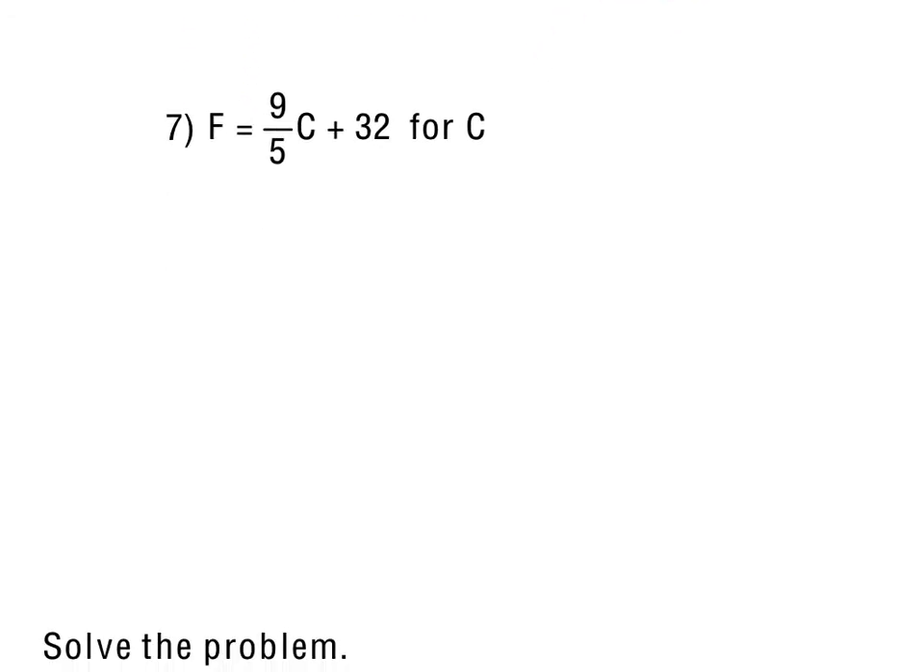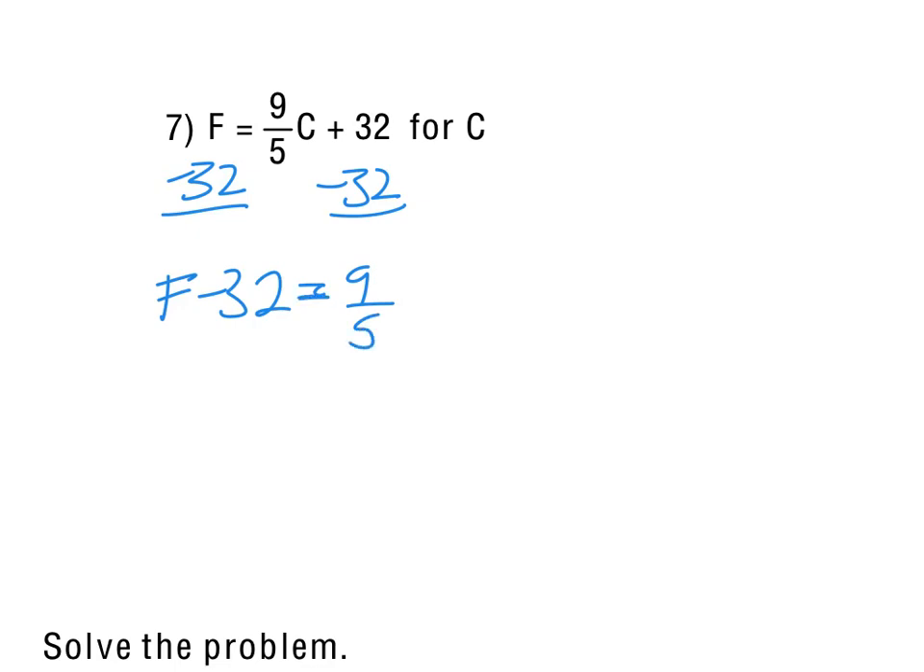This one gets a little bit tricky. Solving this one for C, we'd start by subtracting the 32. So subtract 32. Of course, we can't combine the f and the 32, so just f minus 32. And then we get equals 9/5 c. Since c is being multiplied by 9/5, in order to get rid of that, we multiply by the reciprocal, 5/9.